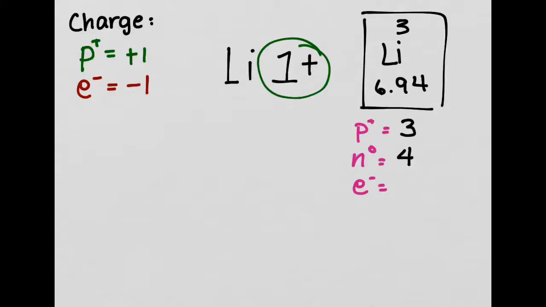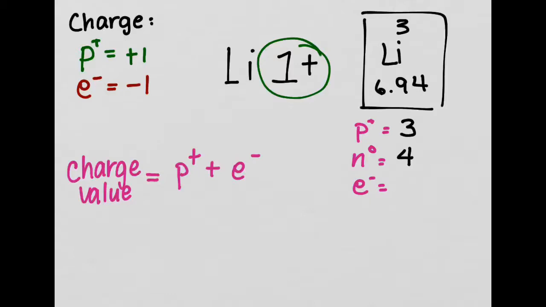Now what I need to figure out is the number of electrons. And remember that anytime I have a 1+ or a 2+, or a 1-, 2-, or 3-, or even 4 or 5 sometimes, it means that the number of protons and the number of electrons are no longer equal. So my charge value is going to be equal to the total charges of my protons and my total electrons. I also know that my charge value for this ion of lithium is going to be +1.